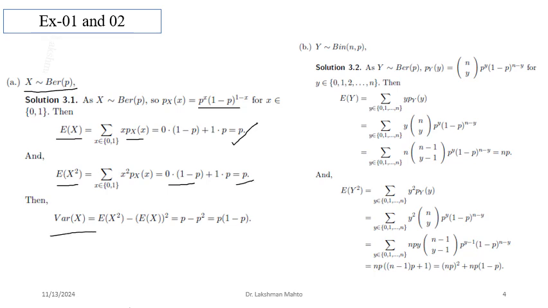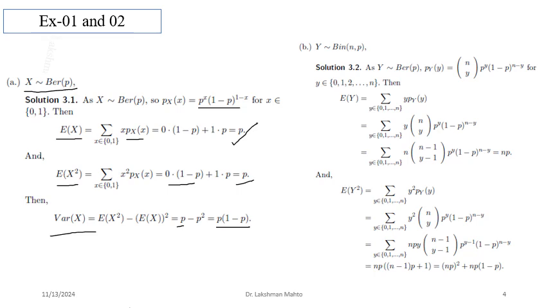So what would be the variance? We had already seen that variance of X is the difference of expectation of X square minus the square of expectation of X. Expectation of X square we computed as P, and expectation of X is P, so its square would be P square. So P minus P square. Taking P common, this is P into 1 minus P. P is the probability of success and 1 minus P is the probability of failure. So the variance for a Bernoulli random variable is the product of the probability of success and the probability of failure. This way you can compute variance directly.